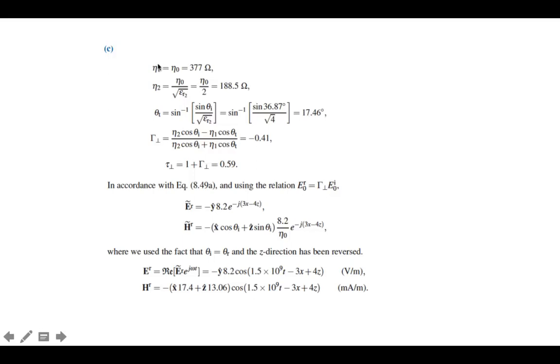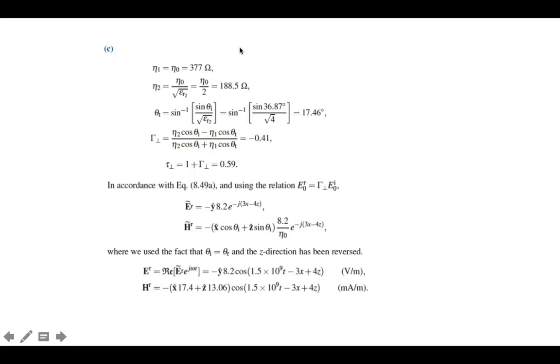Okay, so now we need to find our constants η. So η1 is just η0, which is 377 ohms. η2, we plug in our relative dielectric constant, and the square root of 4 will give us 2, and so η2 is 188.5. And so that then allows us to use Snell's law to solve for the angle of refraction of the transmitted wave. So when we do that, we get 17.46 degrees. Now that we have that, we're able to solve for the reflection coefficient.